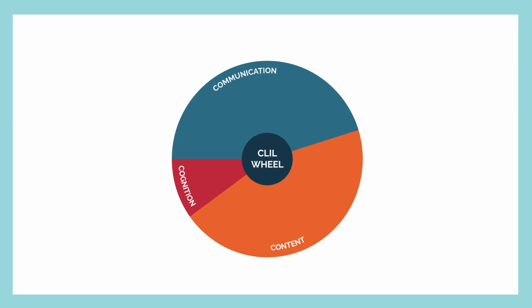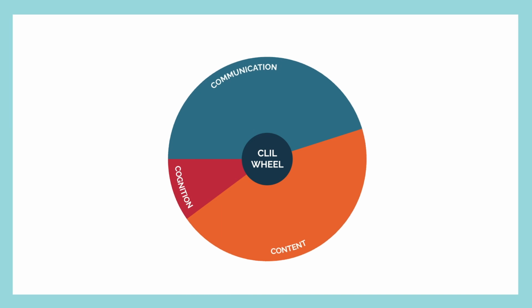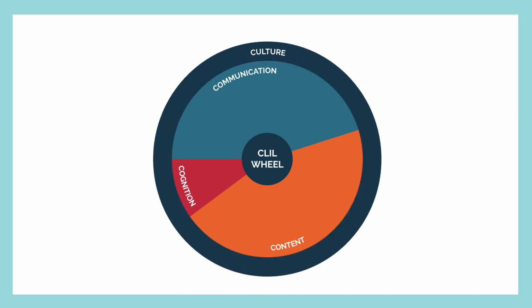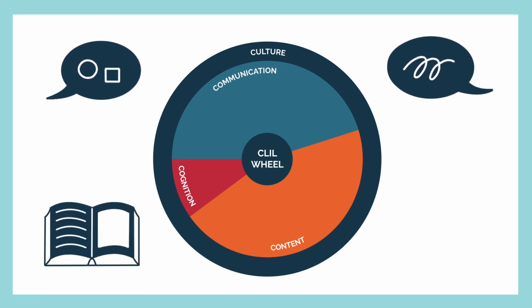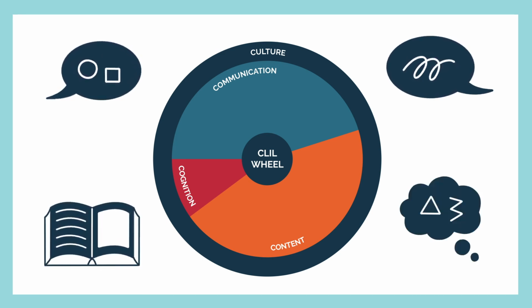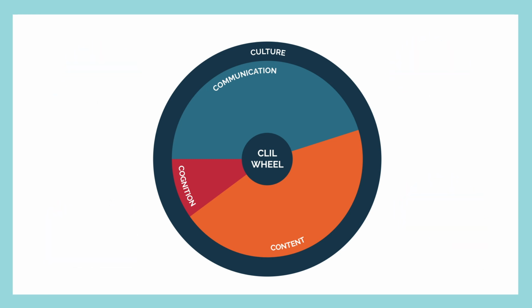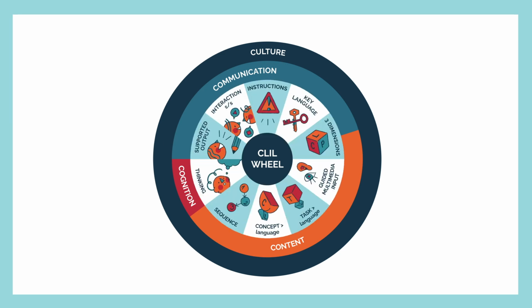In the CLIL wheel, the first 3 C's form the center, while the C for culture is an outside ring. This is because the way we communicate depends on culture. The content we teach depends on culture, and the way we think depends on culture. These inner 3 C's of CLIL can be now merged with the 10 CLIL parameters, like this.